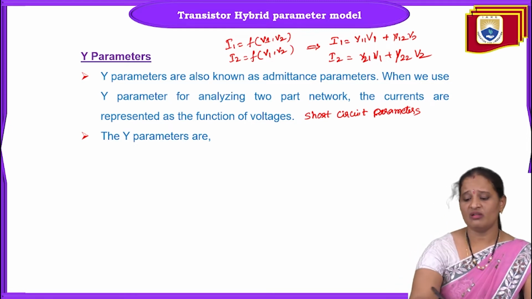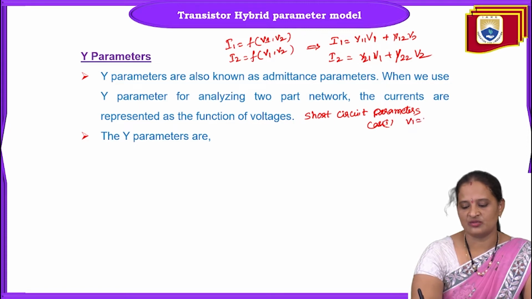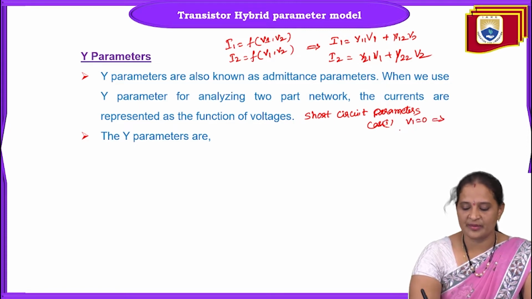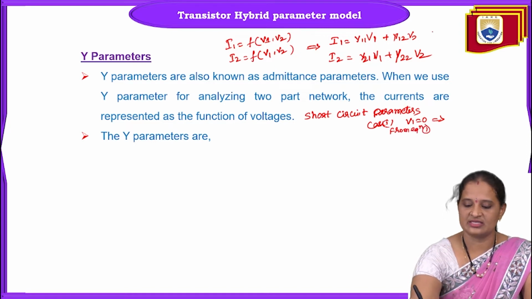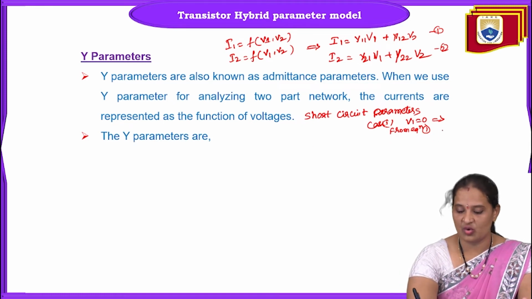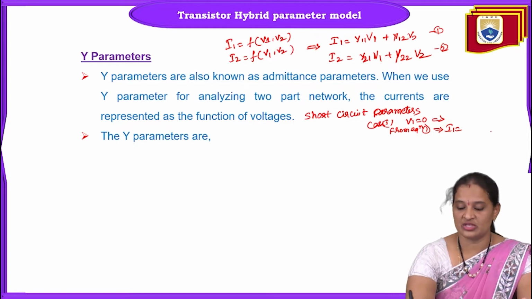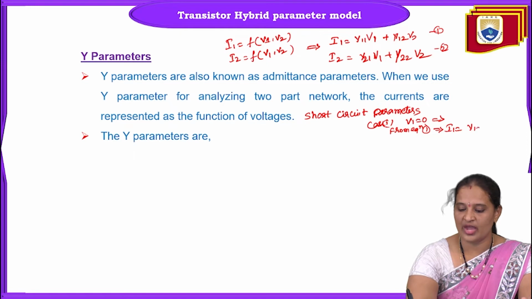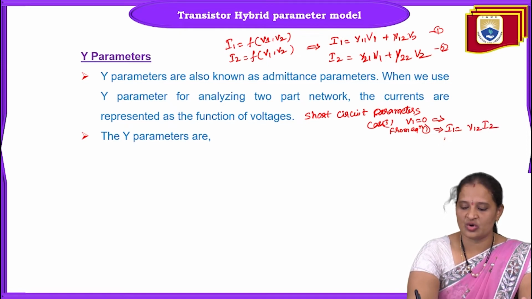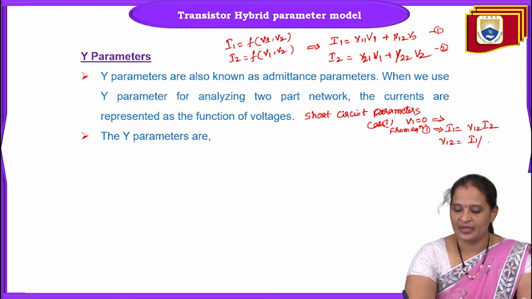Now, the first case, case 1. When I take V1 equal to 0, what happens from equation 1? Let us consider this as equation 1 and this as equation 2. From equation 1, when I consider V1 equal to 0, the first term becomes 0. So I1 is equal to Y12 into V2. Now I can define Y12 as I1 divided by V2.